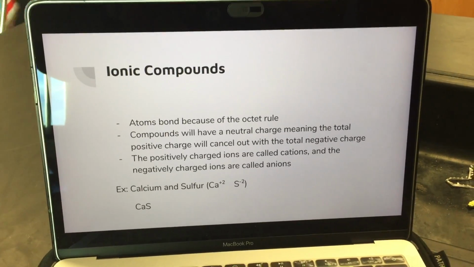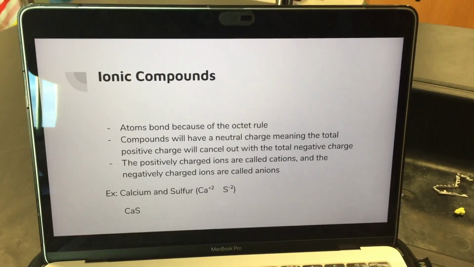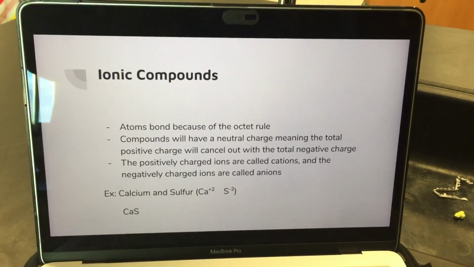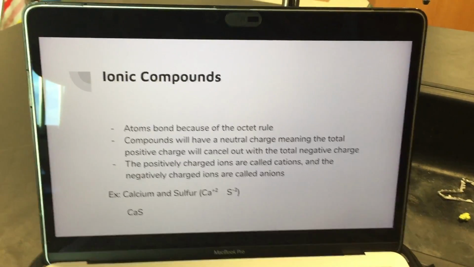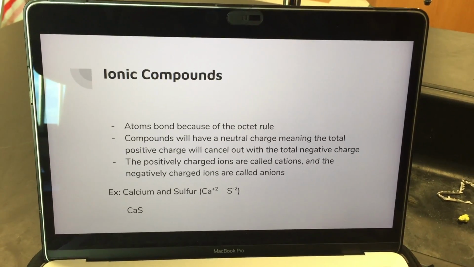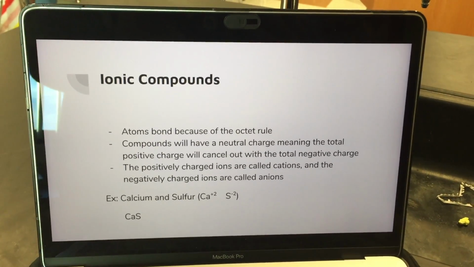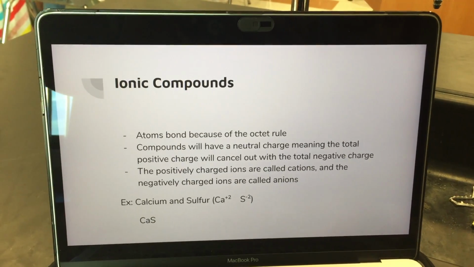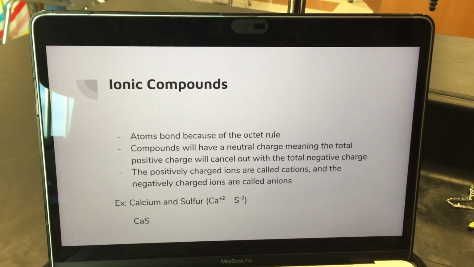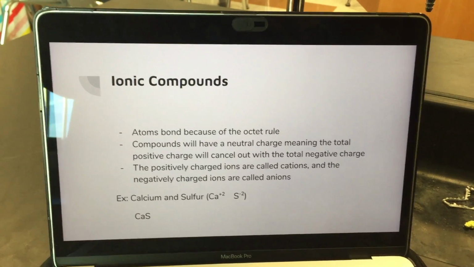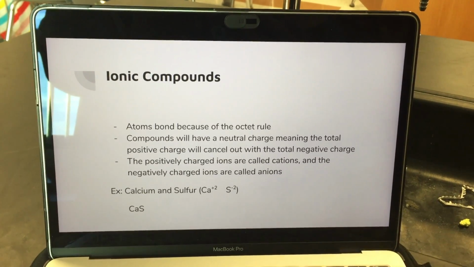The octet rule states that elements gain or lose electrons to attain an electron configuration of the nearest noble gas. Compounds will have a neutral charge, meaning the positive charge cancels out the negative charge. When an ion is positively charged, it is a cation. When ions are negatively charged, they're called anions.